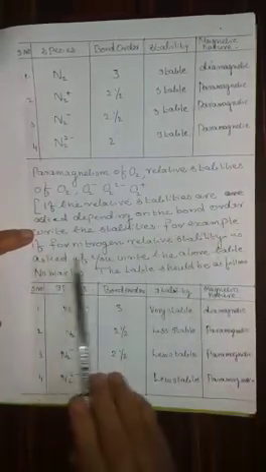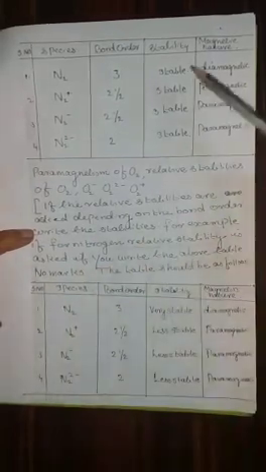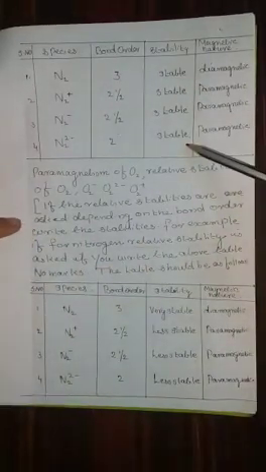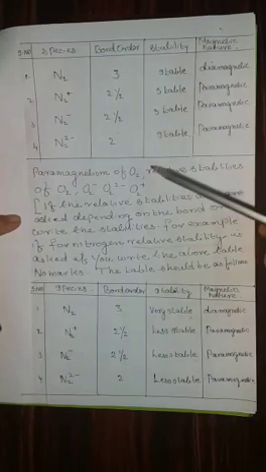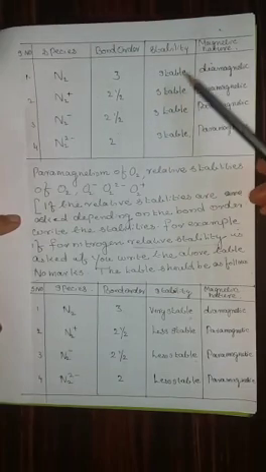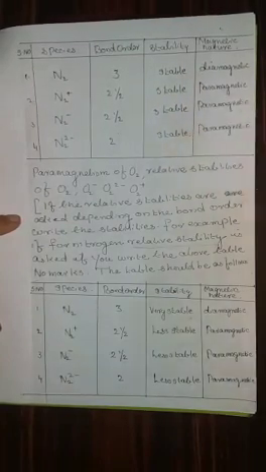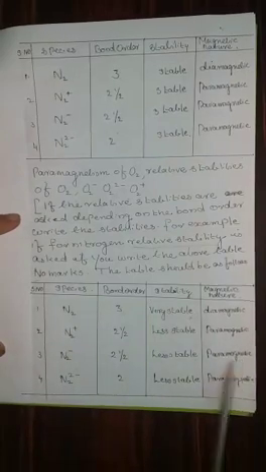For example, if nitrogen relative stability is asked, and you just write that it is stable, you get no marks, because all are stable. Relative means it has to be related: which one is highly stable, which one is the least stable. Therefore, you have to prepare a tabular column like this for nitrogen.